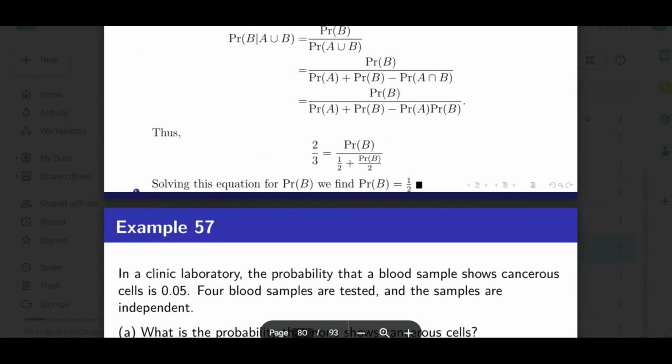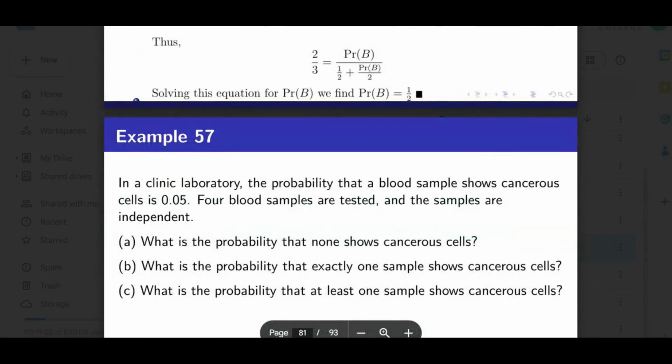We will move on to another one. The probability that a blood sample shows cancerous cells, any blood sample, is 5%. Four blood samples are tested and the samples are independent. This is very important because the problem would become too difficult if there were some kind of dependent structure between the samples. In other words, they come from different people.